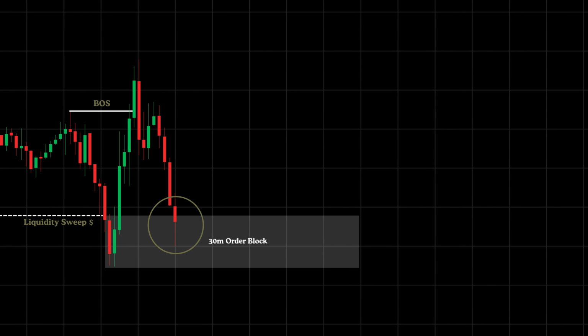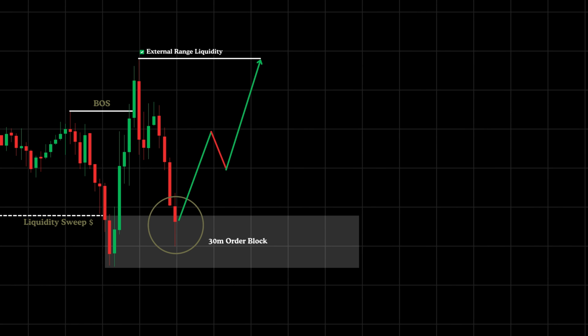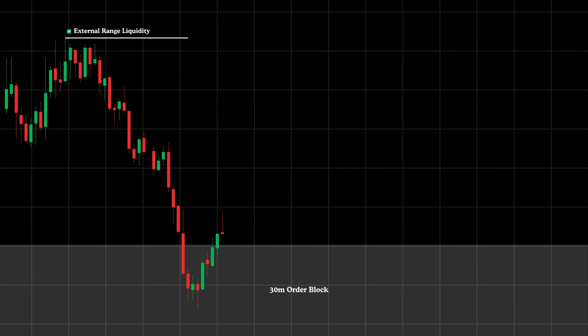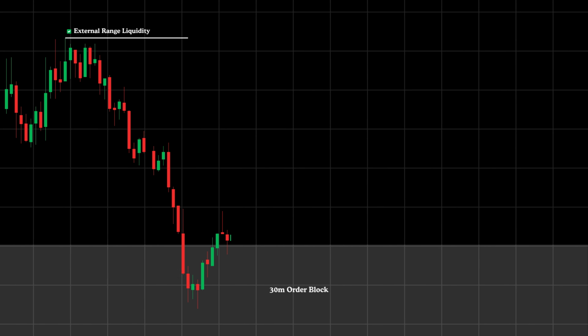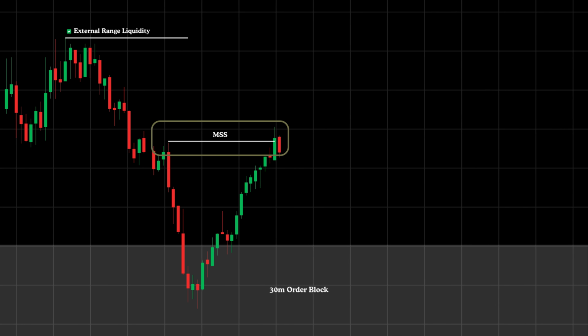As you can see, price retraced downward, tapped into the zone, and immediately showed rejection. Next, I zoom into the lower time frame, in this case, the 5-minute chart, to carefully observe price action inside the 30-minute order block zone, watching for any reversal signs and a valid entry for a long trade.